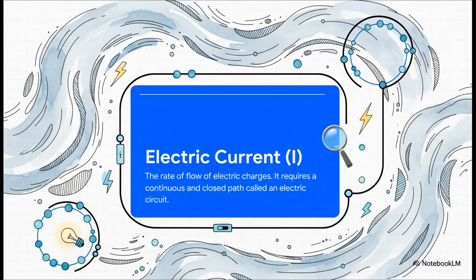So, this flow has a name, electric current. The best way to think about it is like a river, but instead of water molecules, you've got this massive rush of tiny charged particles, usually electrons. And just like a river needs a riverbed, this current needs a path. It has to be a complete, closed loop with no breaks. We call that an electric circuit.